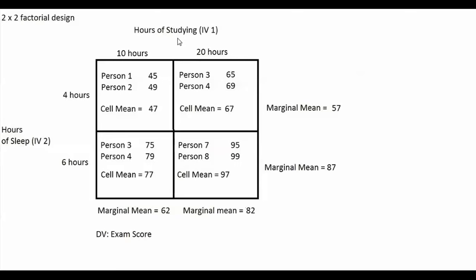In this experiment, the first independent variable is hours of studying. The two levels are 10 hours and 20 hours. The second independent variable is hours of sleep. The two levels are 4 hours and 6 hours.